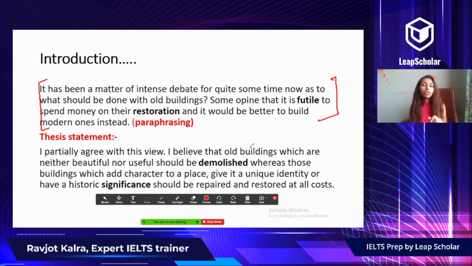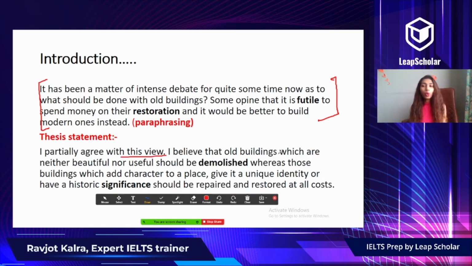The highlighted words are the vocabulary. To make you understand, these are the vocabulary words that you should use while writing the essay to get good scores under lexical resource. The thesis statement will be your opinion. What do you think? Since I mentioned that I'll be writing on partial agreement, I have written that. So I partially agree with this view.